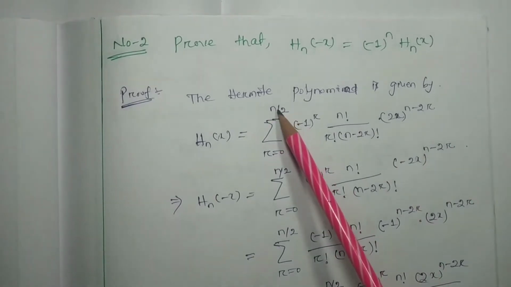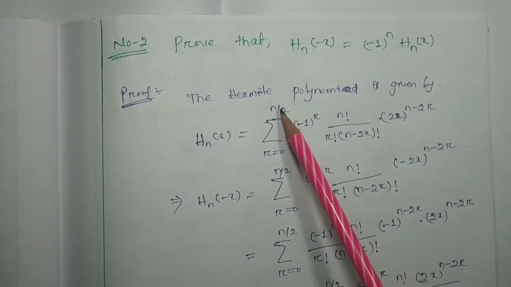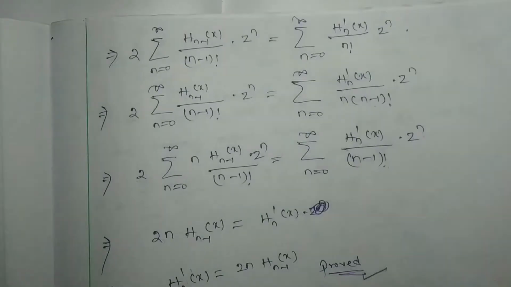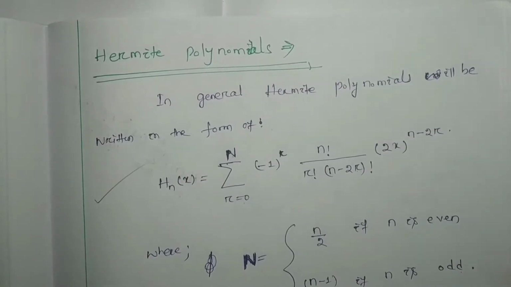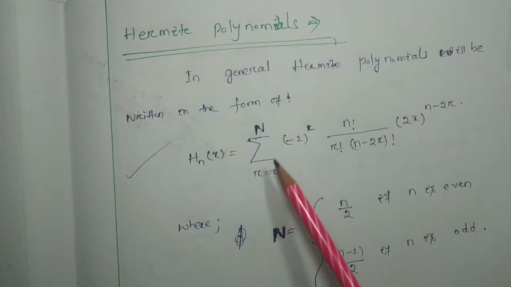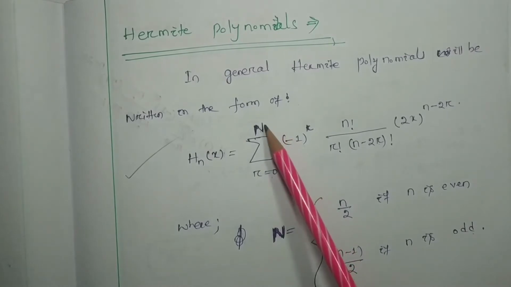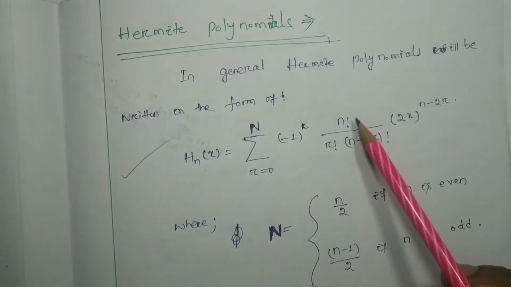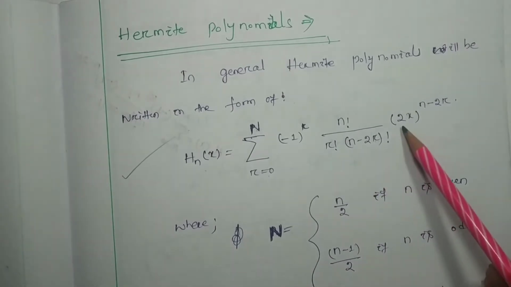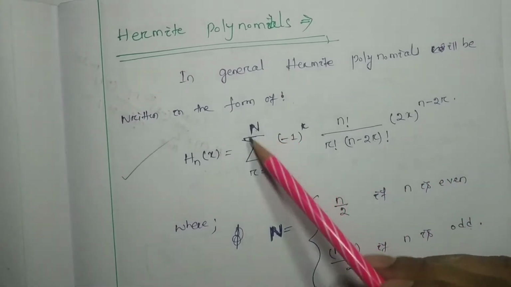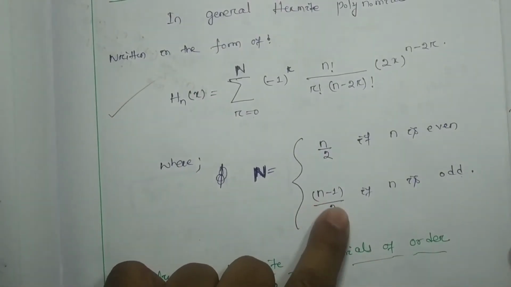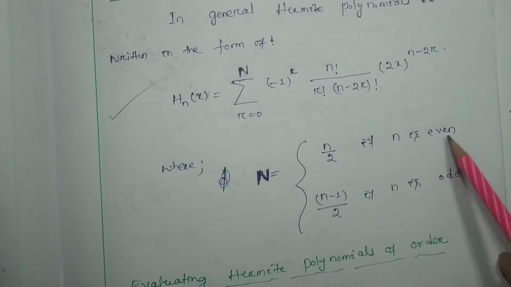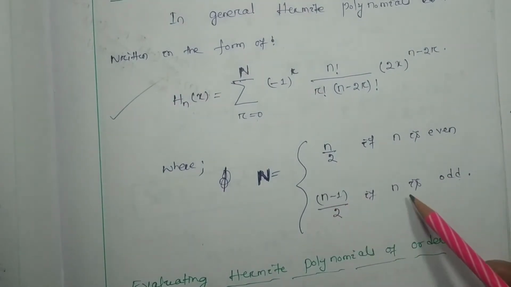Here n/2 means we consider the even case, because if you check your notes, the Hermite polynomial in general is nothing but the summation over r equal to 0 to N of (-1)^r n!/(r!(n-2r)!) times (2x)^(n-2r). Here N can be considered as n/2 for n even and (n-1)/2 for n odd. Here we have considered n is even.